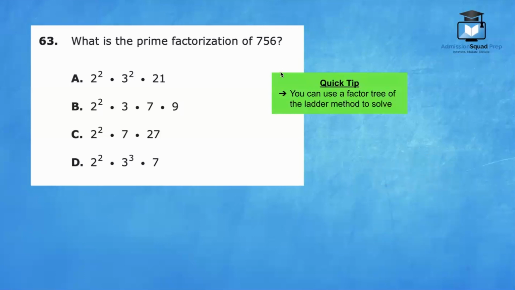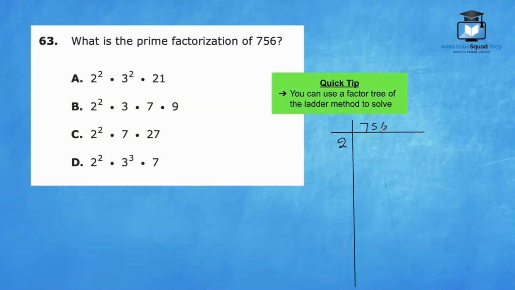Number 63, what is the prime factorization of 756? I like to use something called the ladder method to factorize numbers. You can also use a factor tree, but I just want to show you the ladder method for today. So you're going to write 756 here at the top, and you will start with the very first prime number that exists, which we should know is 2.